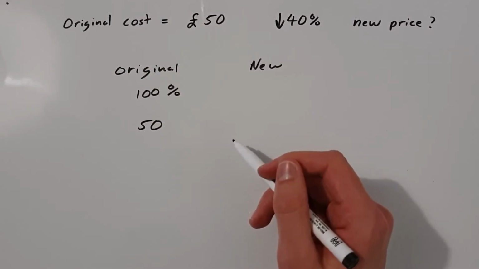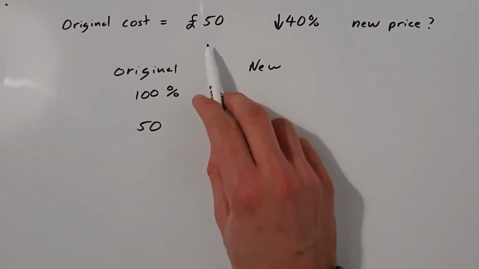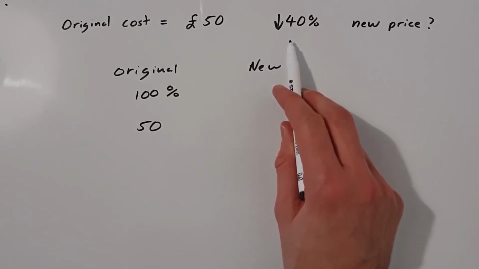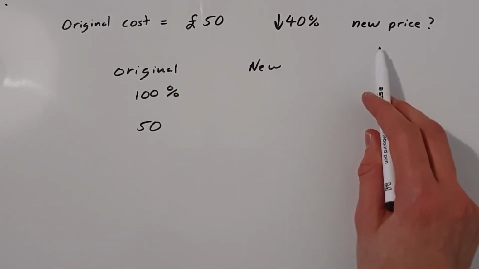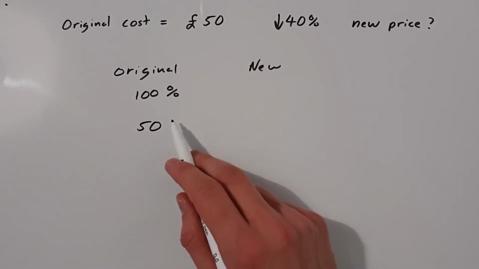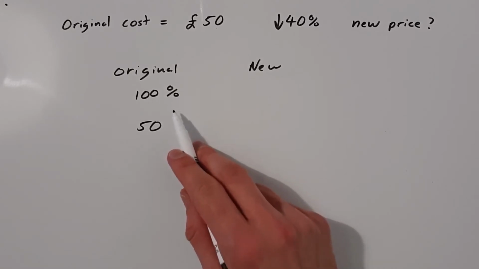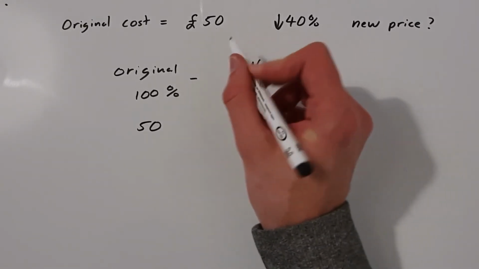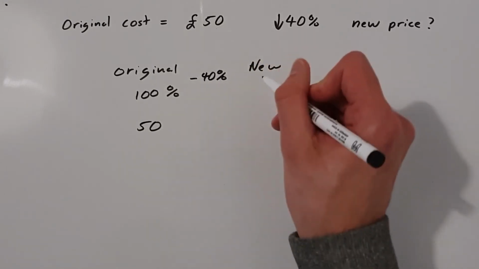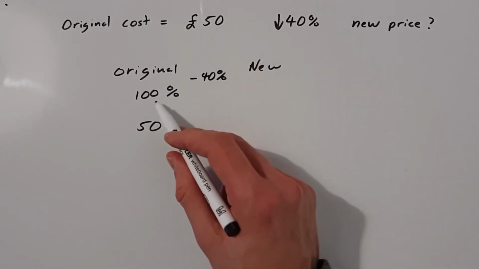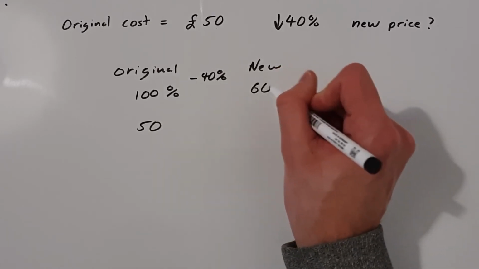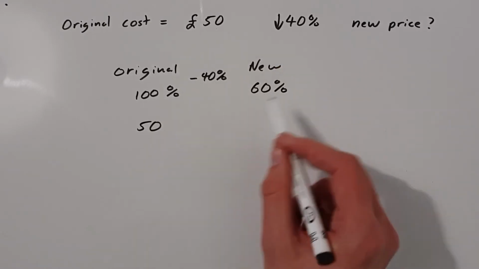So now I've slightly changed the question. So we've still got our original cost of £50, but this time we're now having a decrease in 40%, and now we need to work out the new price again. So the beginnings of our working out has stayed exactly the same. Our original price is still 50, and that represents our 100%. And this time, rather than adding on 40%, we want to minus 40%. Okay, so our new price is 100% minus 40%, so it leaves us with 60%. So the new price is 60% of what we once had.